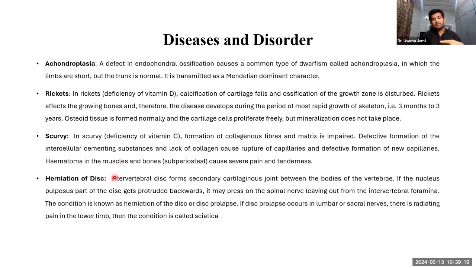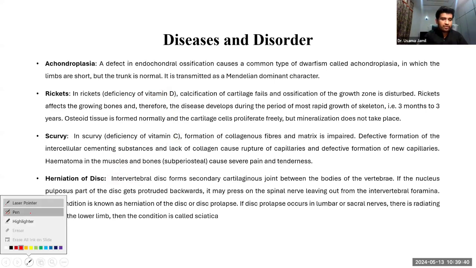Many people get this due to different types of exercises. They might get it due to wrong posture. Some people might get it during the lifting of heavy weights. So what is herniation of disc basically? Let me demonstrate a little bit.